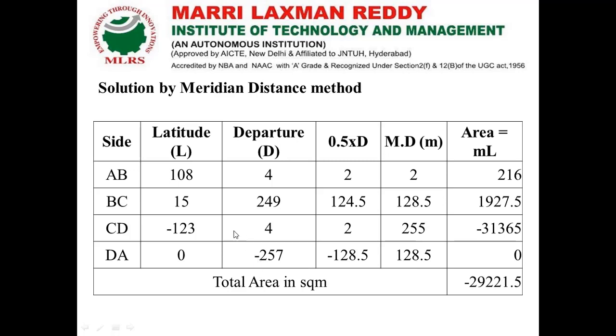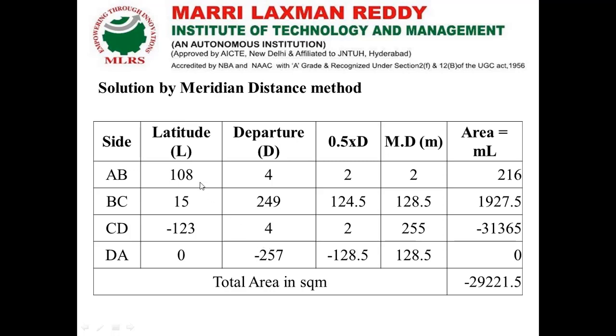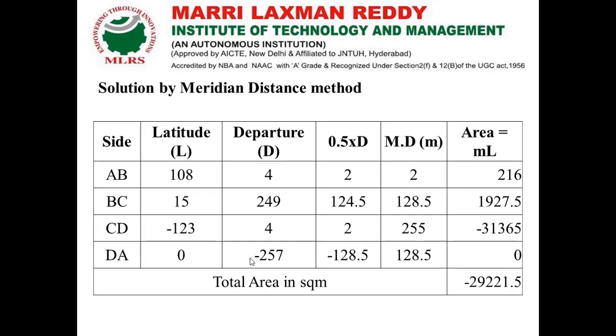So what we have done means, first we have to calculate latitudes in a single column. Northing we take as positive and southing we indicate with the minus sign. So the first table has been framed, that is plus 108, plus 15, minus 123 and 0. Similarly departures D. Easting has been taken as positive and westing has been taken as negative. Likewise we have to denote the symbol also.